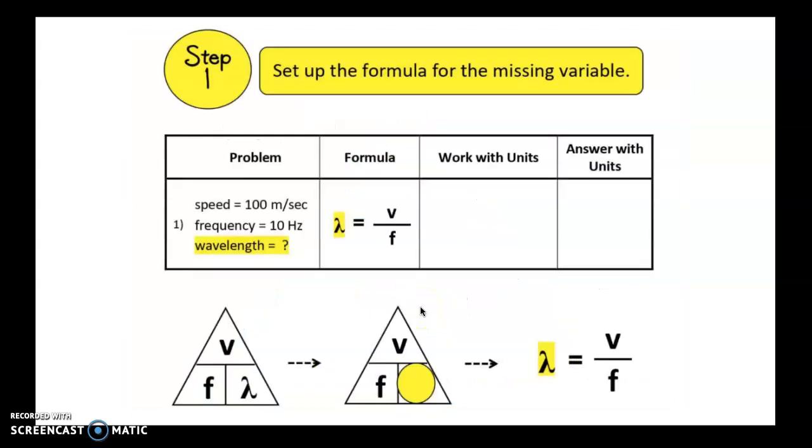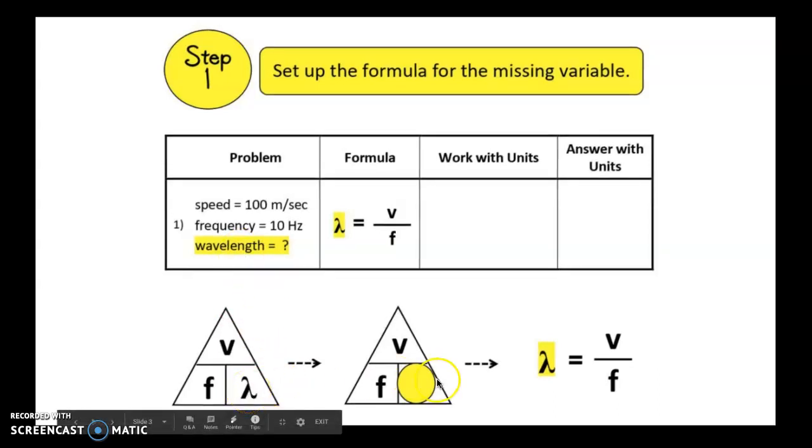So let's take a look at problem number 1 on your worksheet. This is it right here. It tells you a couple of things. It says this wave has a speed of 100 meters per second and a frequency of 10 hertz. It also says that we're solving for wavelength. So we're going to figure out how to calculate this by looking at our wave equation triangle. We look at this triangle and we figure out what we're solving for. In this case, wavelength, and the symbol for wavelength is lambda.